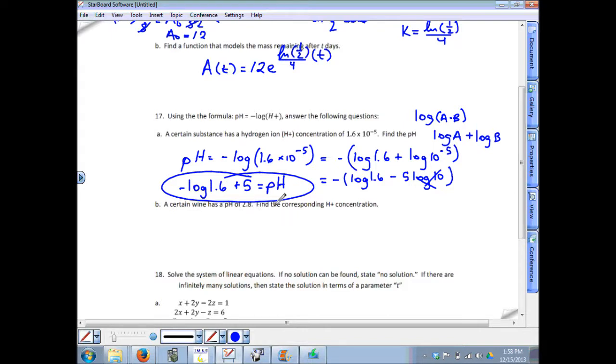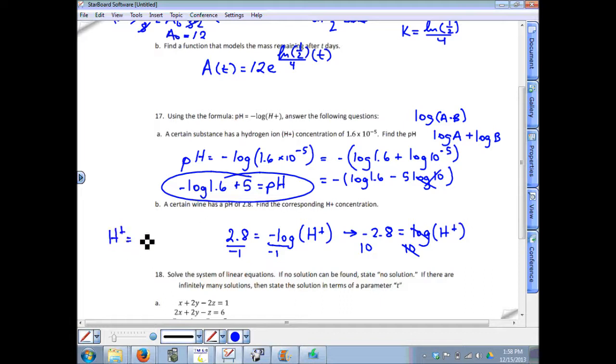Part B, we're going the other way. We know the pH. We want to find the hydrogen ion concentration. So a pH value of 2.8 is equal to the negative log of the unknown H plus value. Now if we divide by negative 1 here, we have negative 2.8 is equal to the log of the hydrogen ion value. If we raise both sides to the power of 10, using a base of 10, that base of 10 and that logarithm are going to cancel, leaving what we were trying to solve for. H plus then is equal to 10 to the power of negative 2.8.